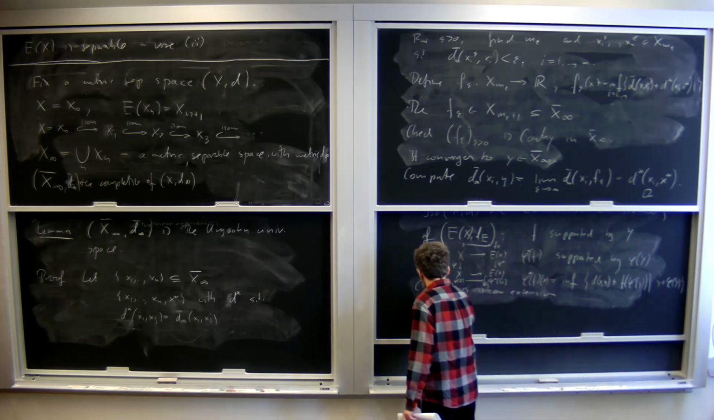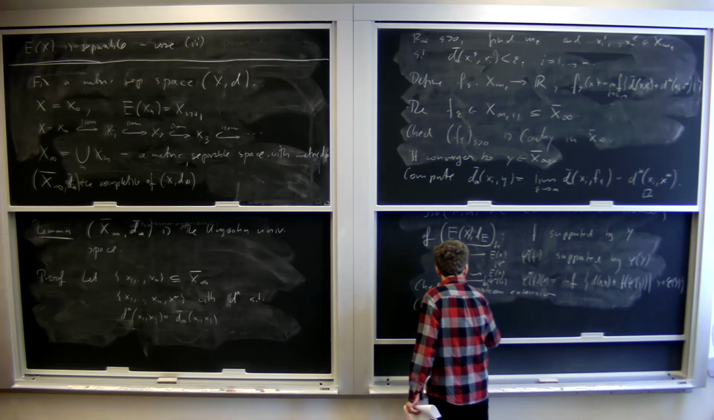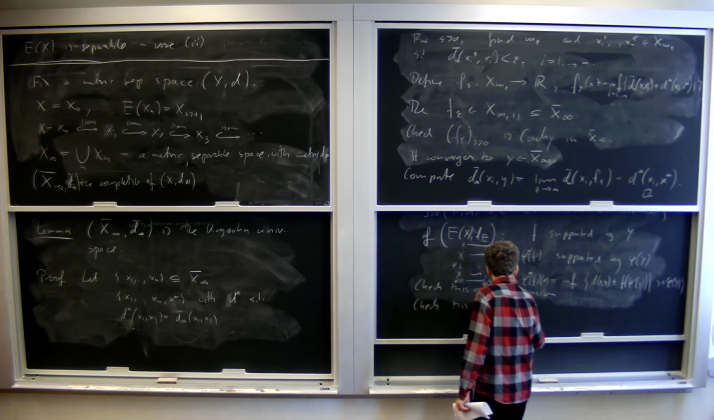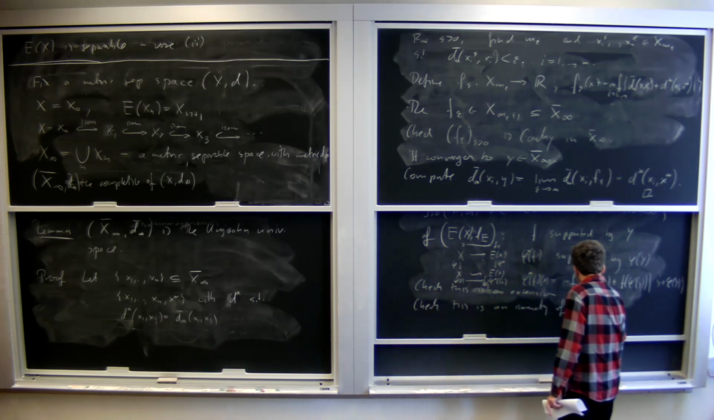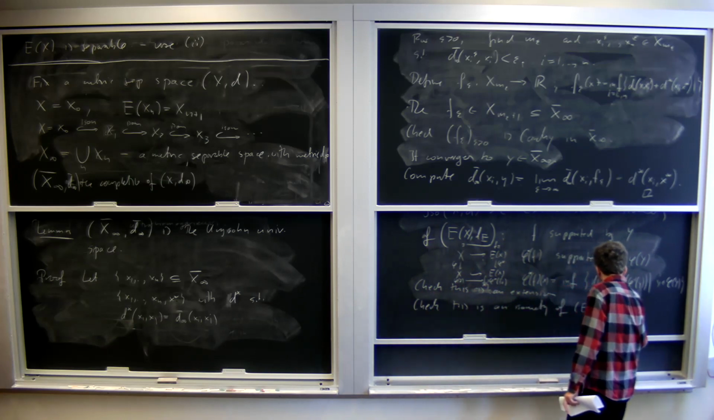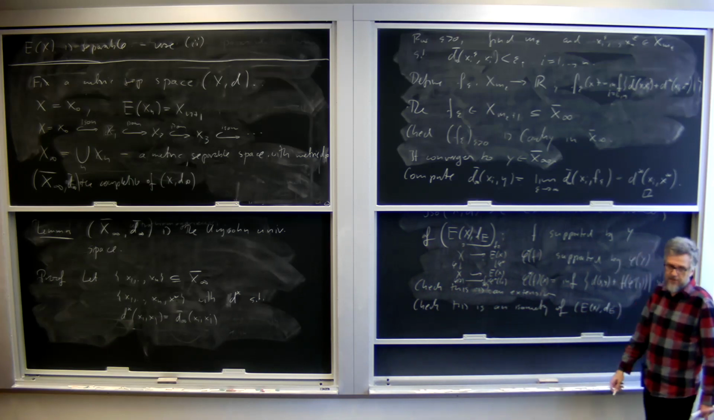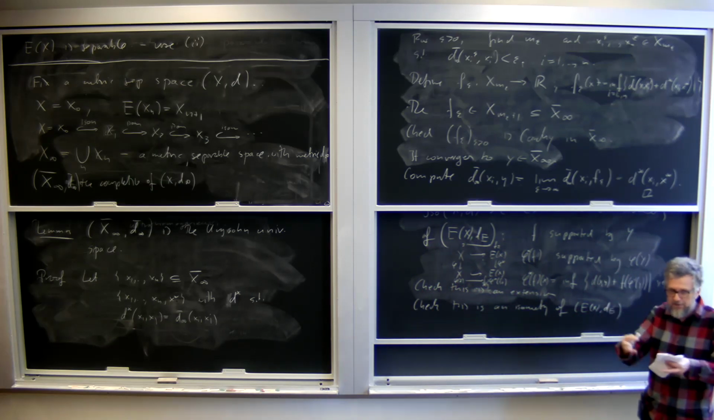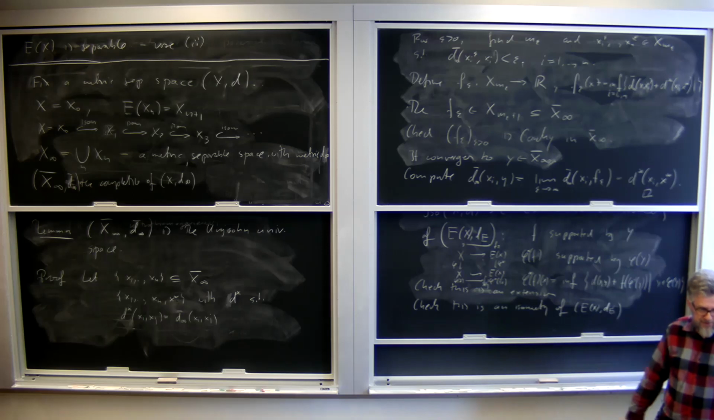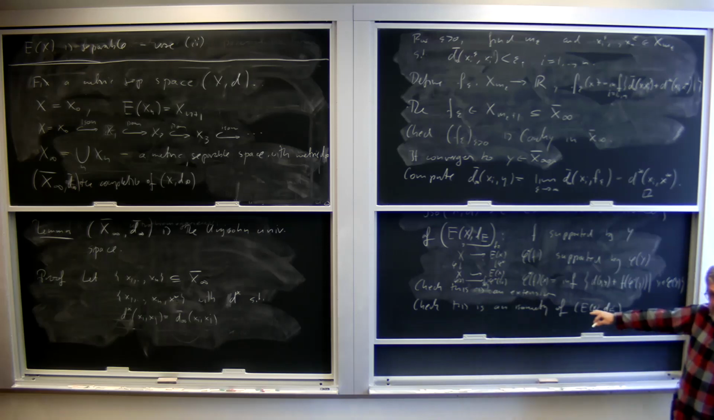and check this is an isometry of E of X. But again, we are in the category of isometric spaces. All these canonical things have to be isometric. But it needs to be checked. Yeah, I won't do it.